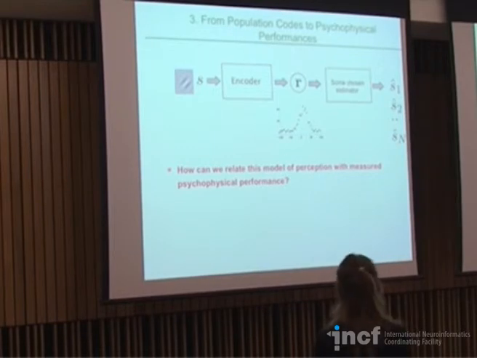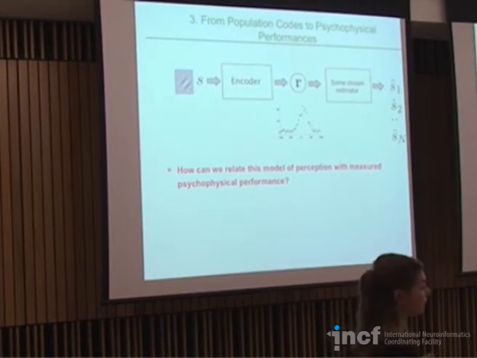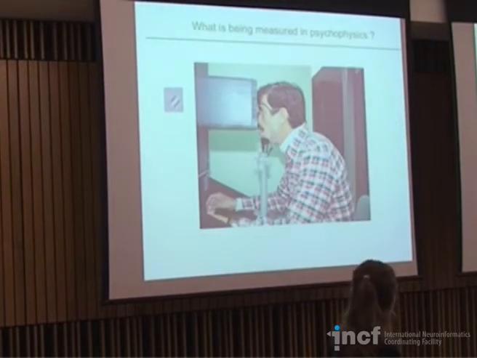So now, how can we work with our model to try to relate activity and psychophysical performance? So now it's very easy. We have all the tools that we want. So what kind of things do we want to predict in psychophysics? What is being measured in psychophysics?